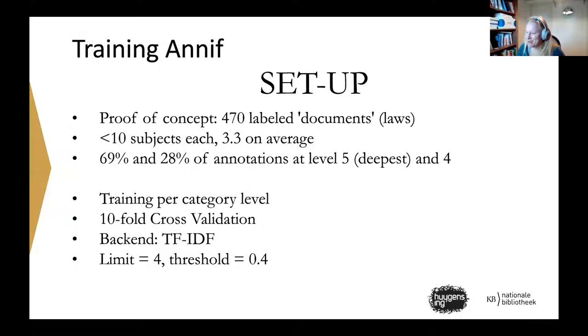So that's really cool. And we used the Annif hyperparameter optimization to determine the hyperparameters: the limit, so 4 terms for each document were suggested. And the threshold, so Osma earlier showed that every possible subject gets a score. And we set the threshold so that only subjects that have a score above 0.4 are actually reported.